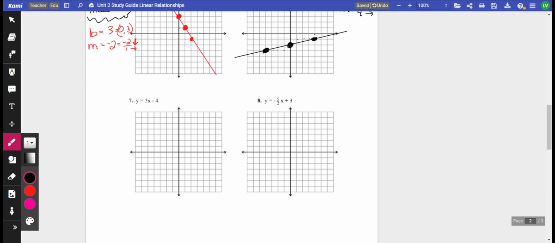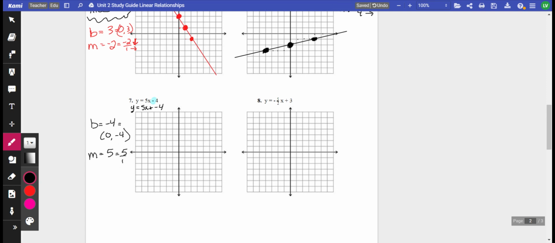Number 7. Again, following the same steps. I'm first going to find my y-intercept. Well, actually, this one is slightly different, and that is because of this minus sign right there. So I'm going to change my equation to make it say y equals mx plus b. So y equals 5x plus -4. Okay, so that helps me. So my y-intercept is -4, which is the same thing as 0, -4. My slope is 5, or 5 divided by 1.